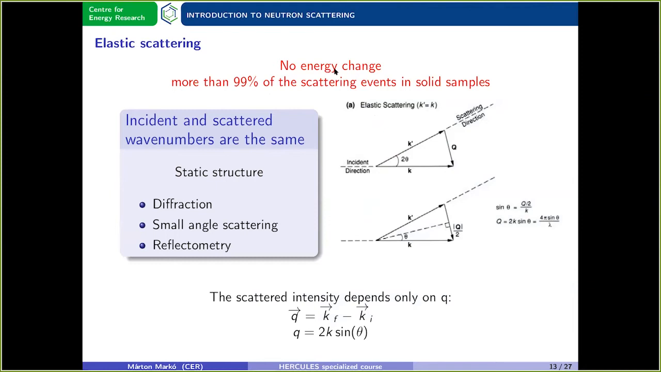In the case of solid state samples, that's 99% of scattering events. So the neutrons come in with a momentum vector k and are scattered with a k prime scattered momentum vector, and here is the q. In this case, it's really easy to calculate the q because we have a nice triangle, and we can write down that 2k sin theta is equal to the q. We use it in diffraction, small angle scattering, and reflectometry.